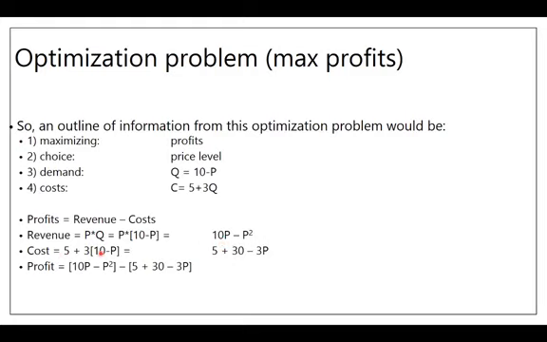The cost function also has Q right here, so we could substitute in the demand function there and get 5 plus 30 minus 3P. And so you could rewrite the profit equation like this. The revenue piece and the cost piece, take the difference in those, and you get the profit equation.